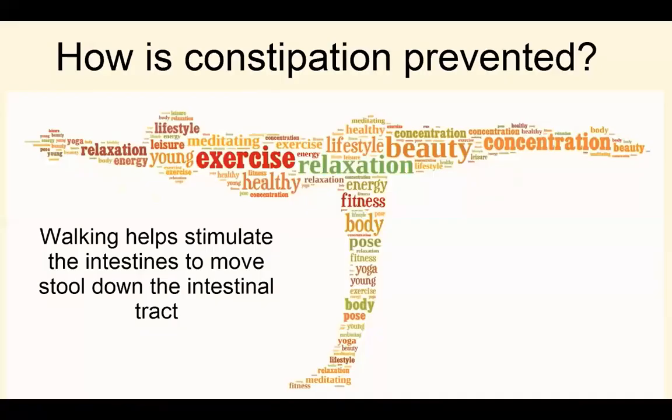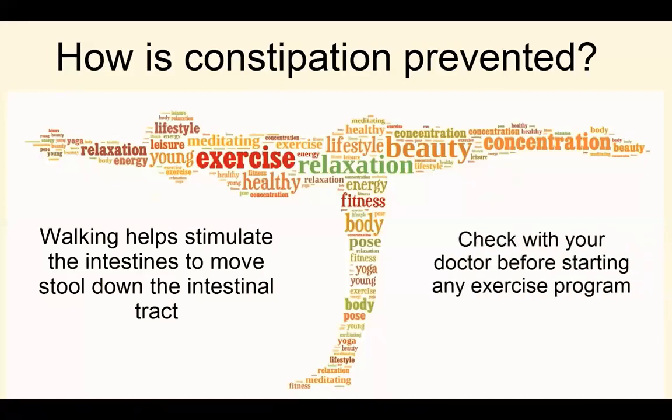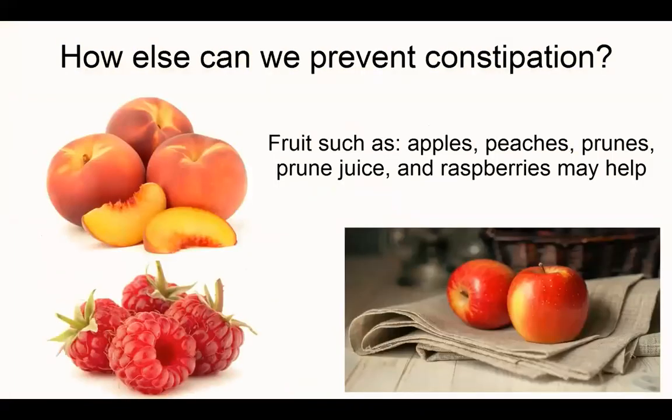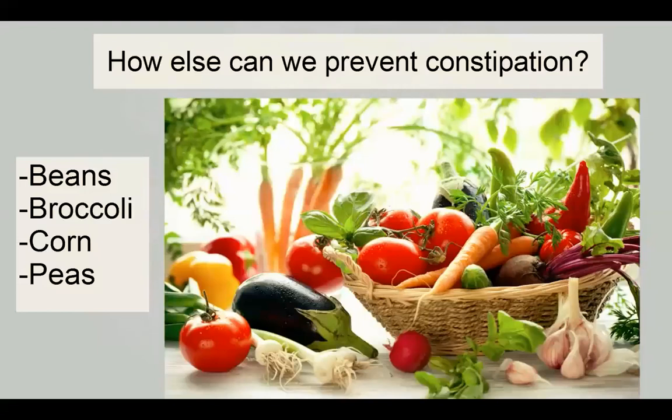How is constipation prevented? Walking helps stimulate the intestines to move stool down the intestinal tract. Check with your doctor before starting any new exercise program. Remember, it's not always what you eat, it's what you are not eating. Fruits with edible peelings such as apples, peaches, and raspberries may help. Vegetables are also a great source of fiber. It is important to know that some doctors recommend all fruits and vegetables be thoroughly cooked for people with poorly functioning immune systems, such as those with acute leukemias.